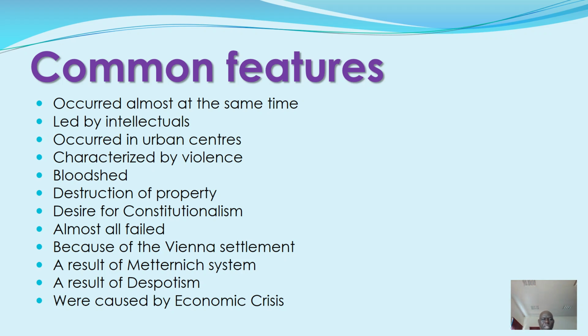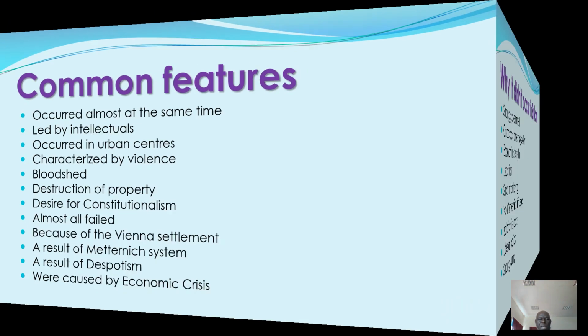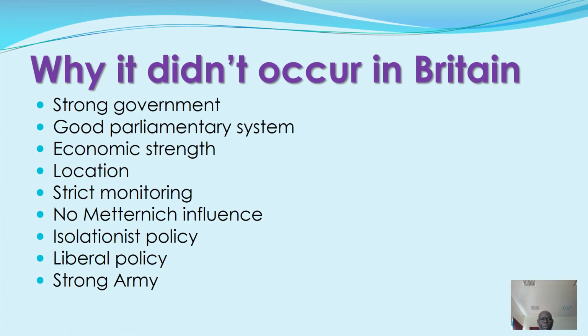Then the revolution was characterized by violence, bloodshed, and loss of property. Most of them were a result of desire for constitutionalism, parliamentary reforms, and democratic reforms. So this brings us to the idea that these revolutions had some common features. Once you have mastered these common features, they help you to argue on various causes and effects of these revolutions.